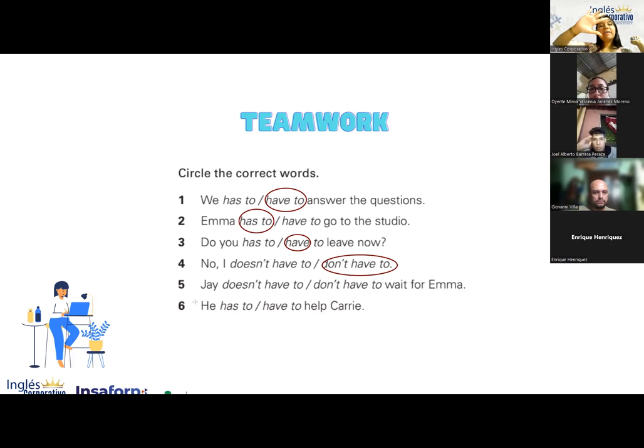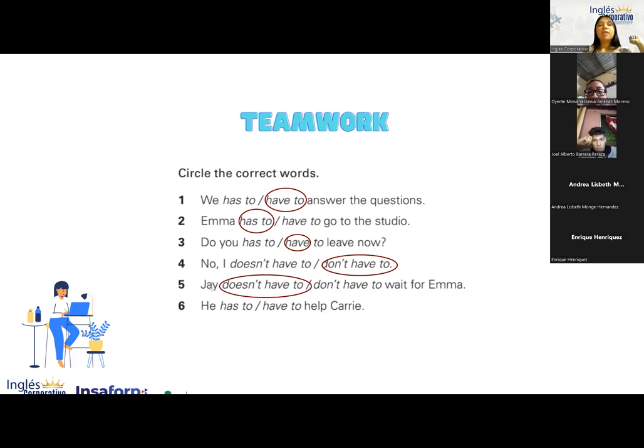Number five, Jay doesn't have to. Yes, because it's third person. Es tercera persona. Jay. Yes, he. Now, number six. He has to help carry. He has to help carry. Excellent. Very good.